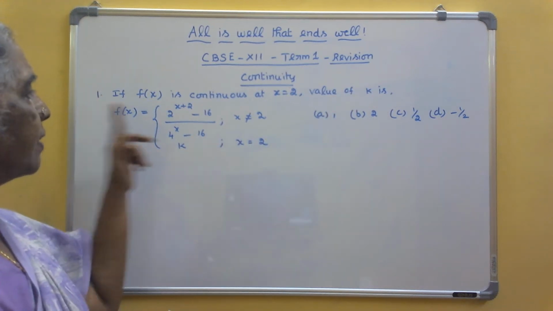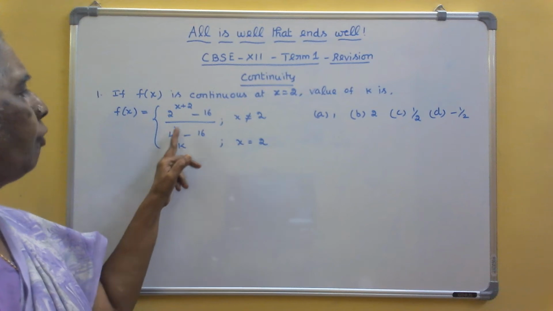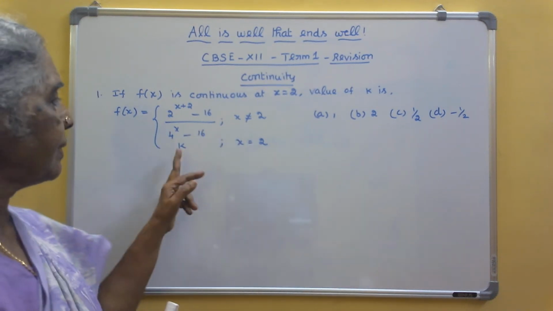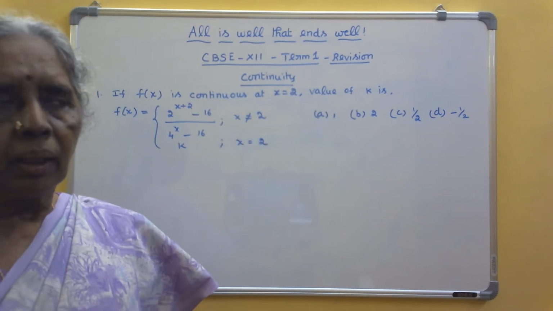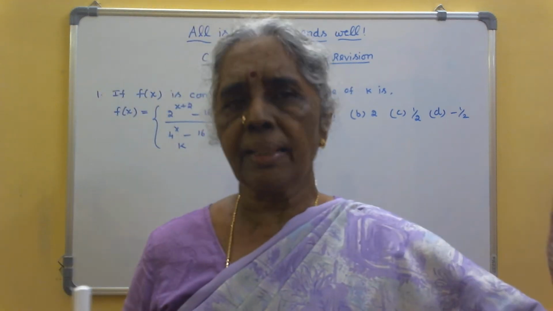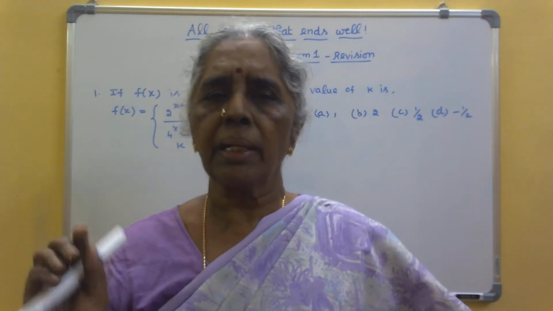And f of x is given as (2 power x plus 2 minus 16) by (4 power x minus 16), x not equal to 2. It is equal to k when x is equal to 2, and 4 options are given. Now, when you look at the f of x, the LHL and RHL, that is the left side limit as well as the right side limit, you have the same f of x.